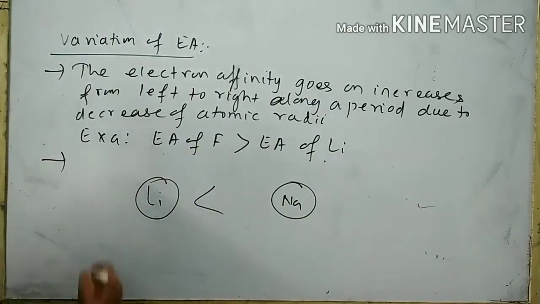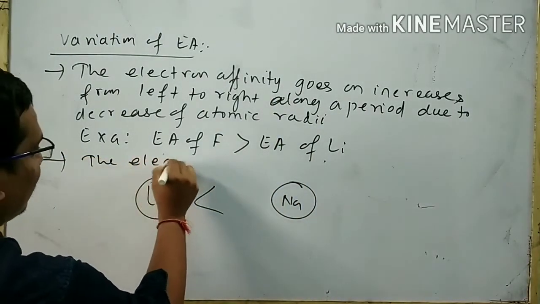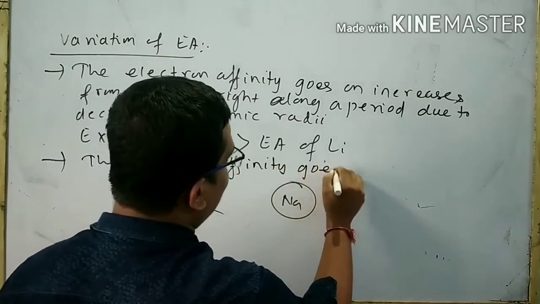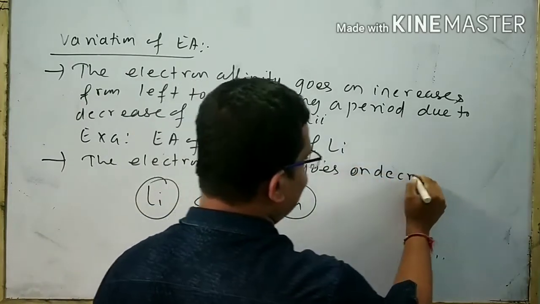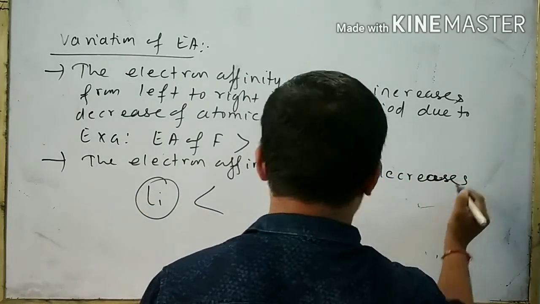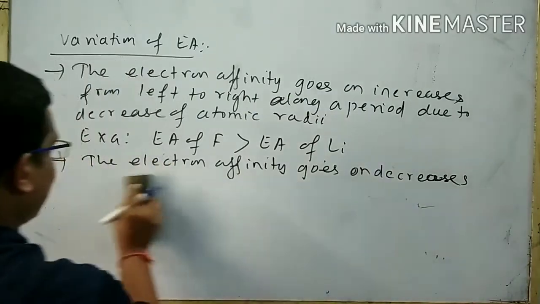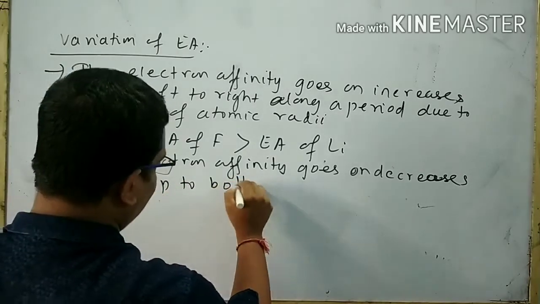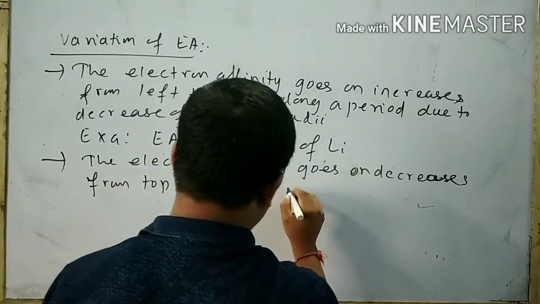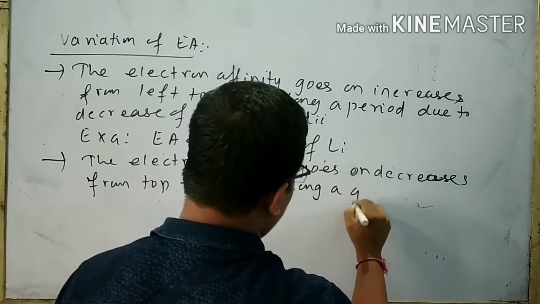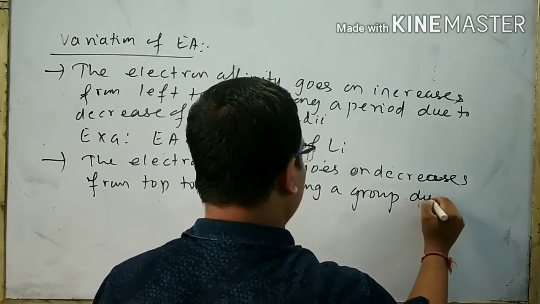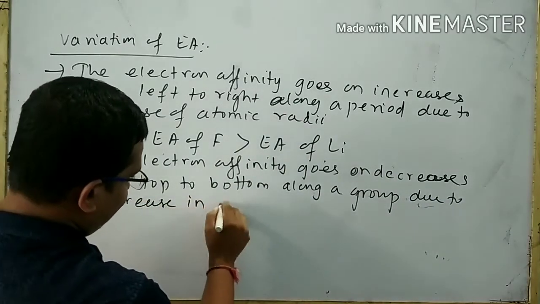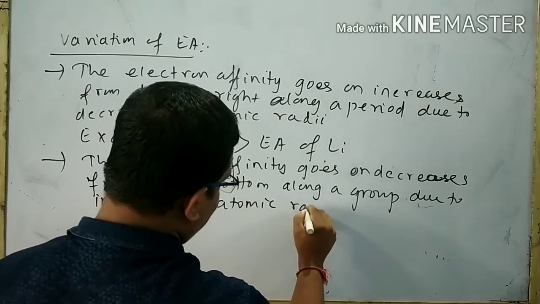That means we can think that the electron affinity decreases from top to bottom along a group due to increase in the atomic radius.